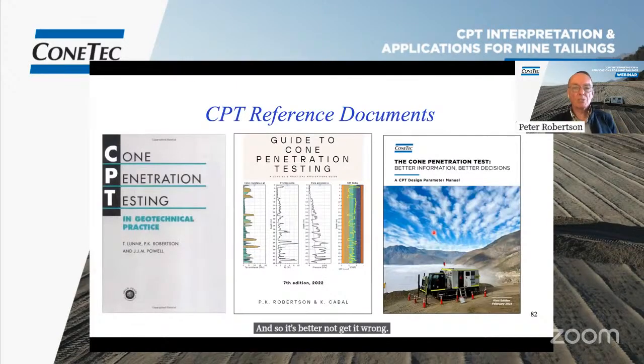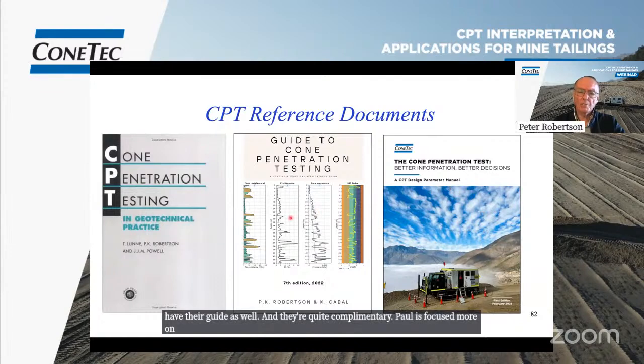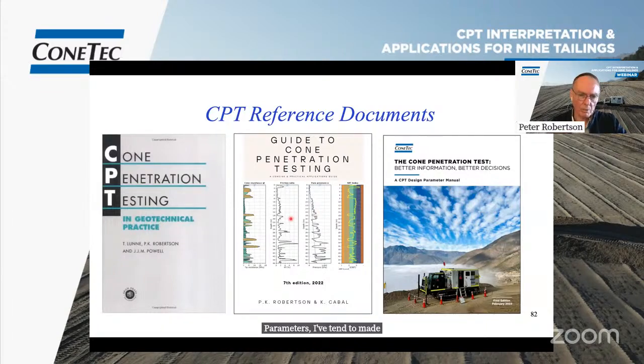So here are some reference documents. You've got the CPT book. I've got the CPT guide with Kelly, and then Paul Main with ConeTech has his guide as well. And they're quite complementary. Paul is focused more on parameters. I've tended to make mine an overall guide. So they're quite complementary in terms of reading both of them. And they're both free, which is helpful.